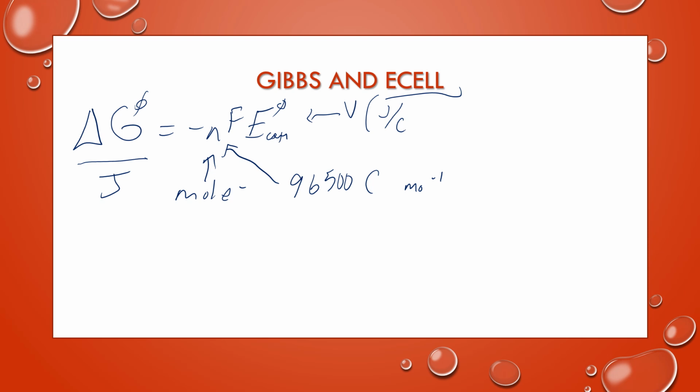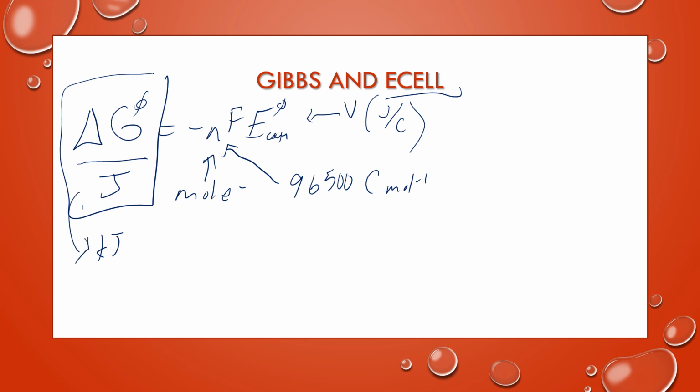Coulomb per mole of electrons. There we go. So you can see that the units will work out. The moles times Faraday's constant will cancel out moles. And then the coulombs that are left over times the volts will cancel out coulombs, and you'll be left with just joules. So be careful when you're doing this equation, because a lot of times the questions will want delta G to be in kilojoules, but this equation will give joules. So just make sure you divide by 1,000 to get to kilojoules.